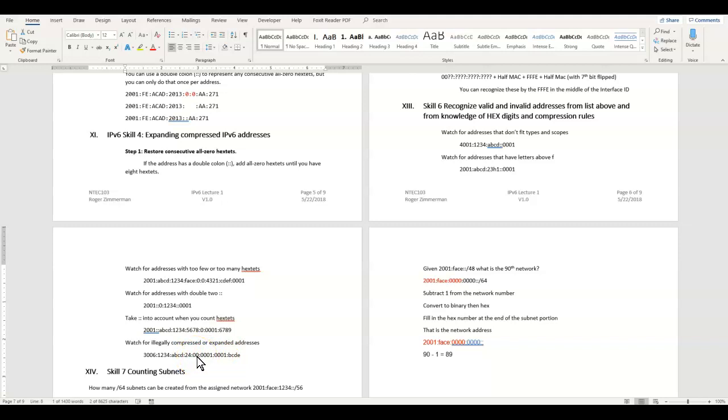compressed IPv6 address. So those are some of the things you want to watch for, the little tricks that you want to watch for when you're taking tests about IPv6.